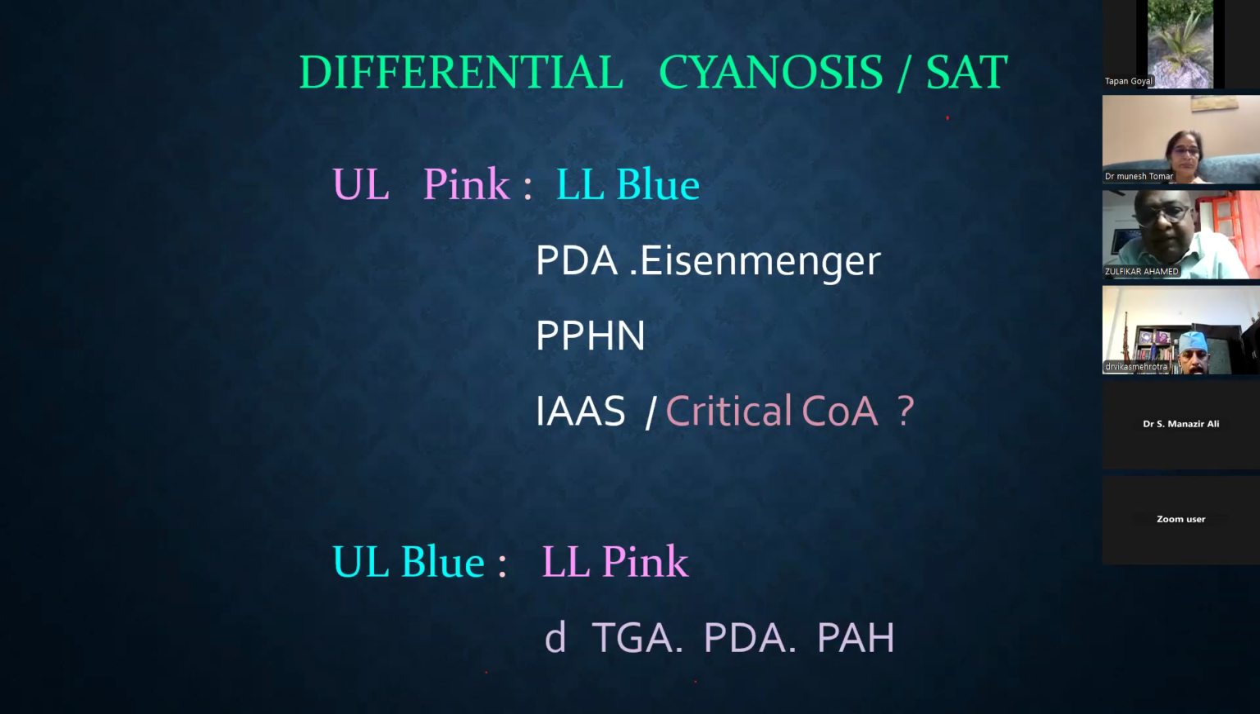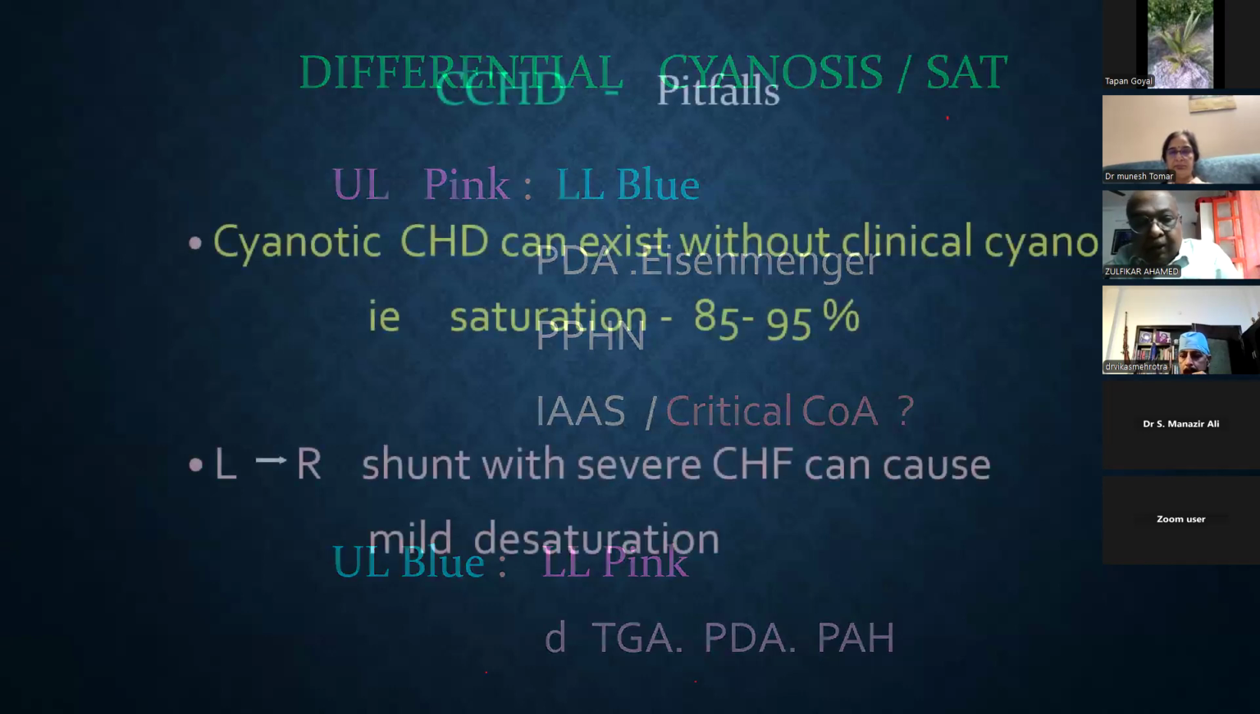The classical one which we have studied during our MBBS days is PDA Eisenmenger. Then in the newborn, we will have a persistent pulmonary hypertension and a critical obstruction of the aorta, like an interrupted aortic arch or a critical coarctation. That basically will present as differential saturation, not probably as an evident cyanosis. Then we have a very rare situation where the upper limb will be more desaturated and the lower limb will be relatively pink in a DTGA with a large PDA. That is very important, large PDA with pulmonary hypertension with or without a coarctation.